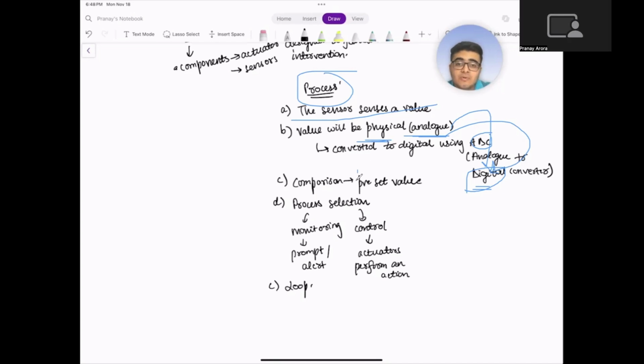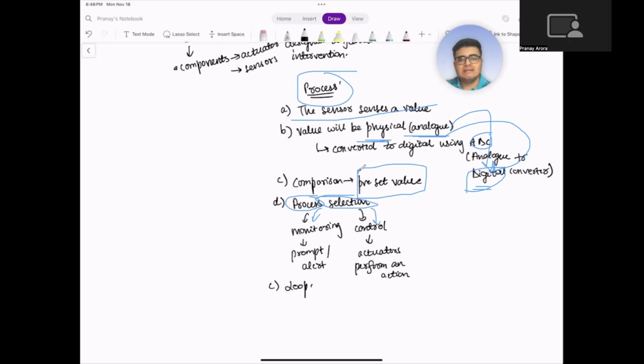Then the computer will compare it to a preset value. There will already be a pre-stored value, and the system is going to compare the reading with that value. Then it will decide a process. It can either be monitoring or control.